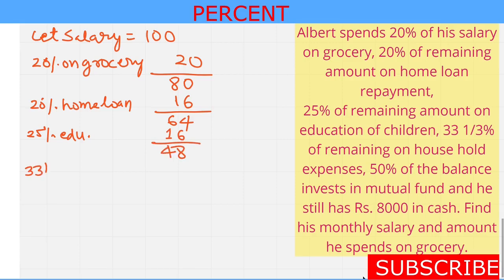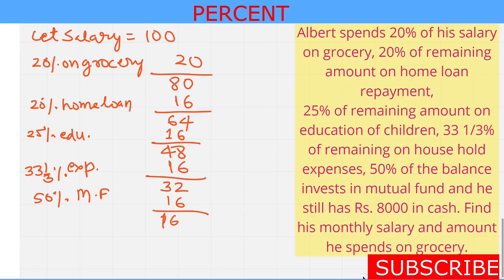Now 33 and 1/3% he spends on household expenses. So 33 and 1/3 is 1/3 of 48. So that is again 16. Now remaining is 32. Now 50% of balance. So balance is 32 and 50% of balance he invests in a mutual fund. 50% of 32 is again 16. So he is left with 16. And 16 rupees out of 100 is 16%. So 16% is 8,000.